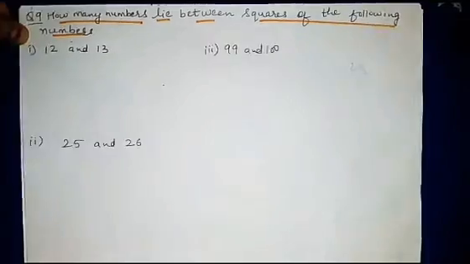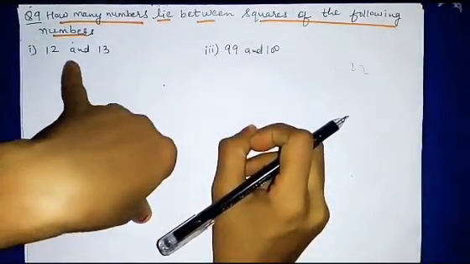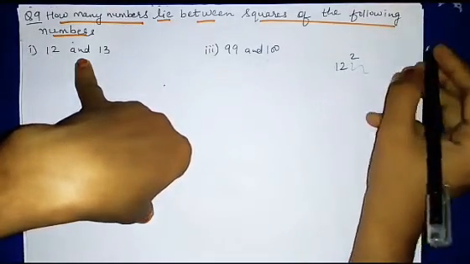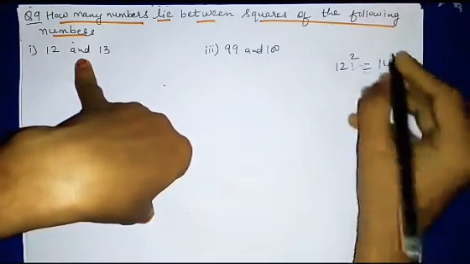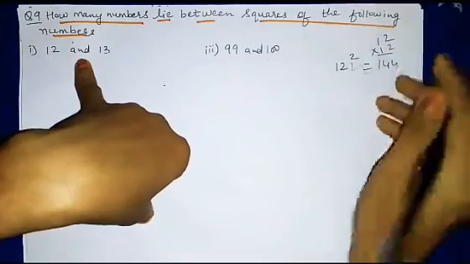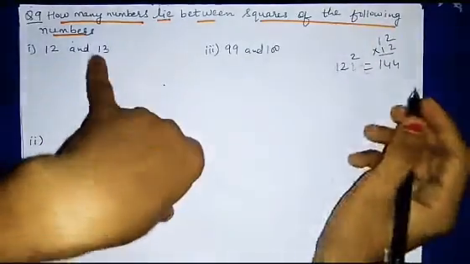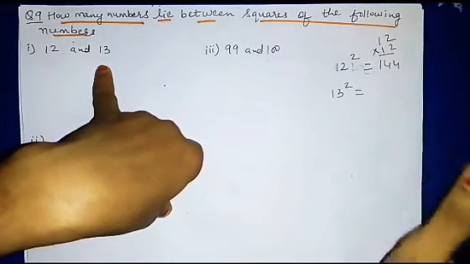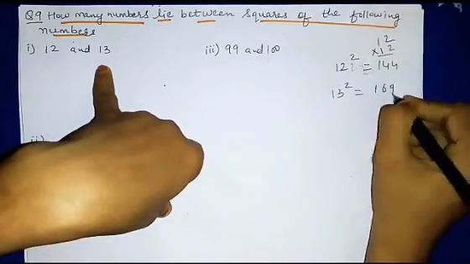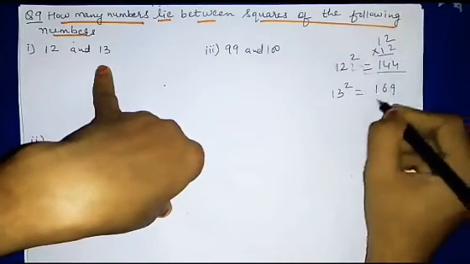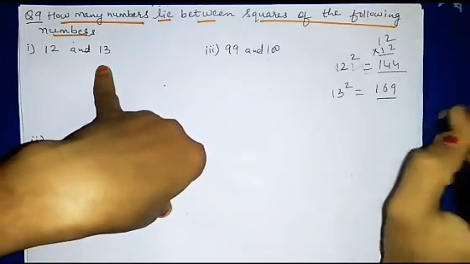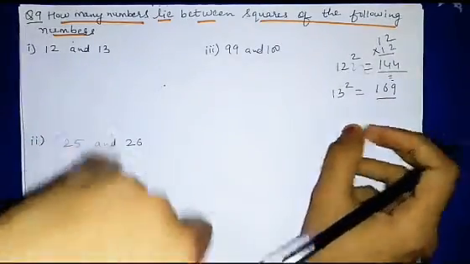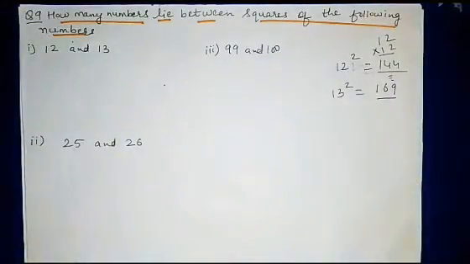Okay, so according to the question, if you first do 12 square, we know that 12 square is 144, which means 12 into 12. So 12 into 12 is 144, and the next number is 13 square. 13 square means 13 into 13, which will be 169. So between these both numbers, how many numbers are there? That is the question they are asking.